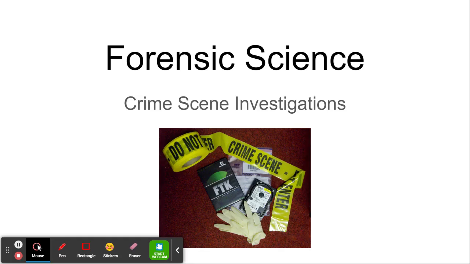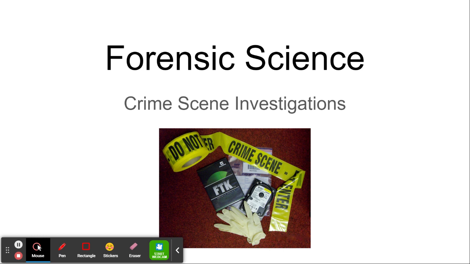Right, so today we want to continue our presentation looking at forensic science. With this particular section, we are going to be looking at the specific jobs of crime scene investigators. We're going to be looking at evidence collection, how different pieces of evidence are going to be handled, what types of things you might want to look for at a crime scene, things along those lines.